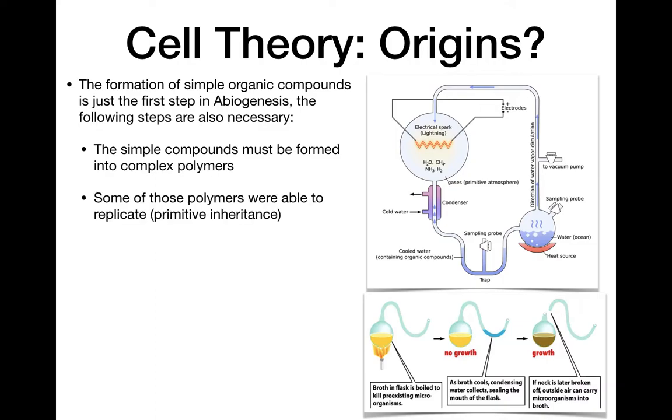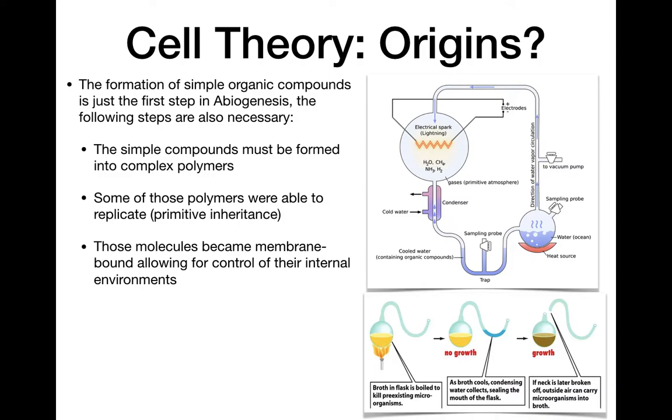Some of those polymers have to, what we call, replicate. They have to be able to copy themselves as a way to pass on information from one cell to the next. So that would be like a primitive version of DNA, some sort of primitive inheritance molecule. Then those molecules become membrane bound, and that allows them to be similar to a cell. They can then control their internal environment, having a separate internal environment from the external environment, and that allows them to start having metabolism and moving towards all the different things that cells can do.